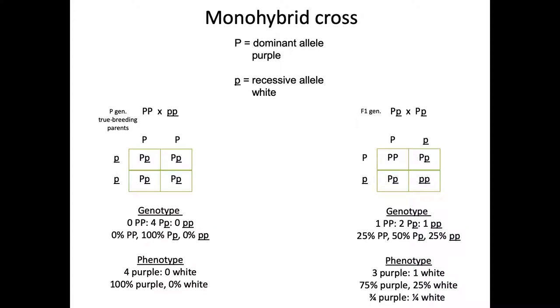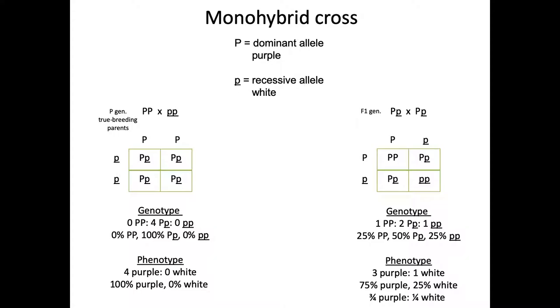Well, what about percentage form? We see that it's 100% heterozygous, or big P, little p. Okay, so we have that. Well, we didn't see any homozygous dominant, big P, so we put 0%. We didn't see any homozygous recessive, little p, so that's 0% as well. So that's what we would write for our genotype.